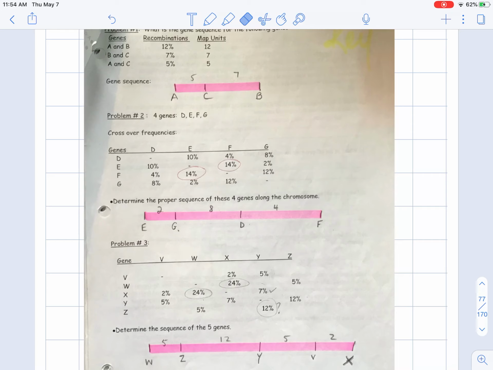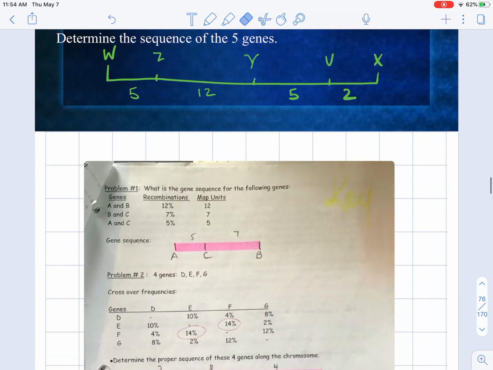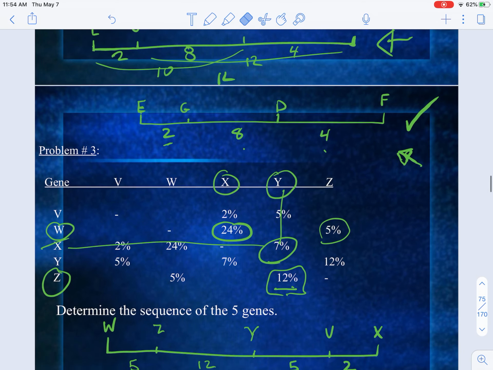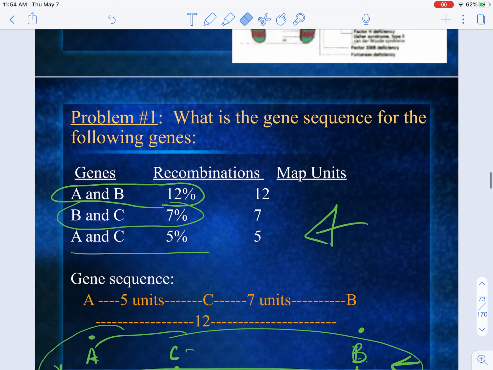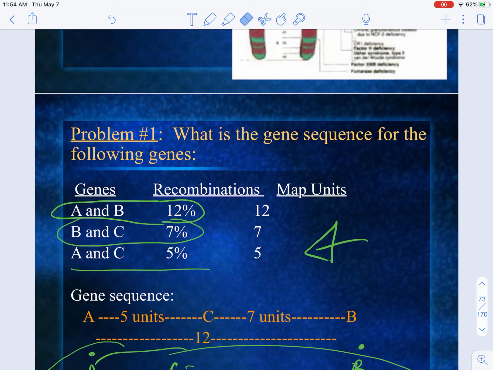Okay, so this is just the answers of the same ones that I just did. And so we are going to wrap up this lesson, and I'd like you to try some gene mapping.